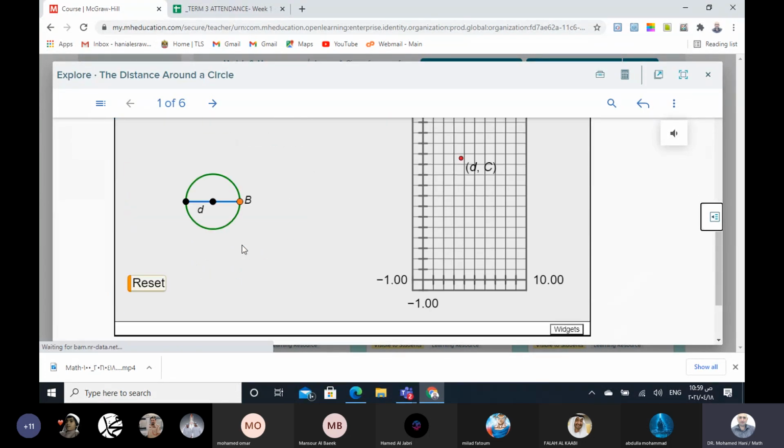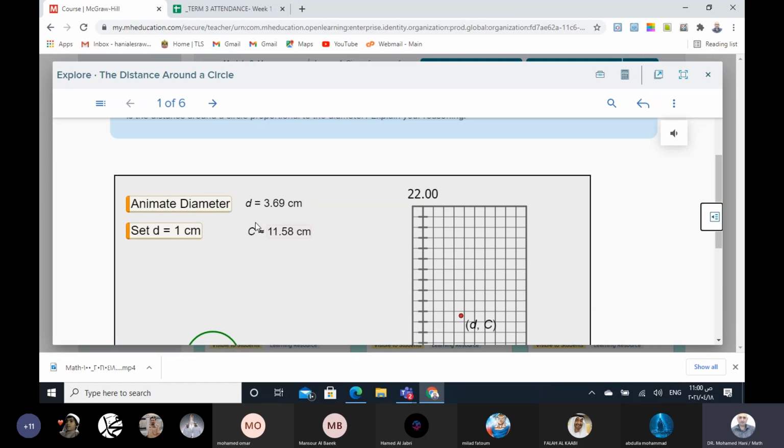As you see here, we have a circle, the green line. If I start from this point and do the whole turn to the same point, what do I make? The distance around the circle. The name of this distance is circumference, represented by C.